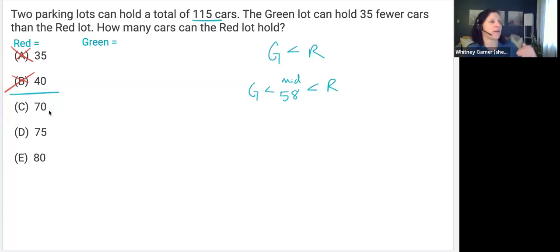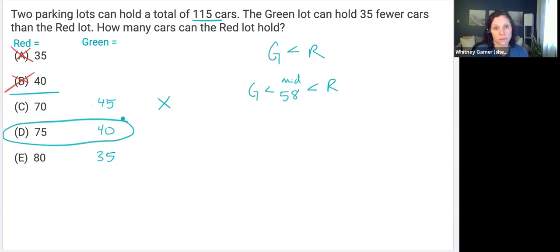So I could say, okay, to go from 70 up to 115, I'd need 30 to get to 100 plus another 15, so 45. 75 up to 115 would be 25 to get to 100 plus another 15, so this would be 40. And 80 to get up to 115, 80 plus 20 plus another 15 is 35. And then I would ask, does the green lot hold 35 fewer than the red? Well, be careful, 35 plus 45, 30 and 40 is 70. Those two fives lump me over to 80. That's too big. 75 and 40 is my one that works.